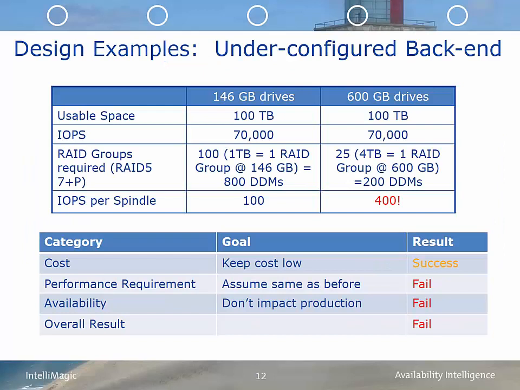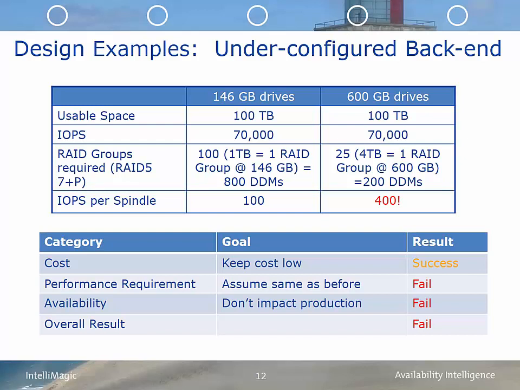Let's look at an example of an underconfigured backend system. In the current environment, the customer is using 146 gig drives with a usable space of 100 terabytes and an IOPS of 70,000. This means that they had approximately 100 RAID groups or 800 DDMs with an average IOPS per spindle of 100 IOPS. When the user moved to a new system, they decided to implement larger disk drives, so they chose 600 gigabyte drive.